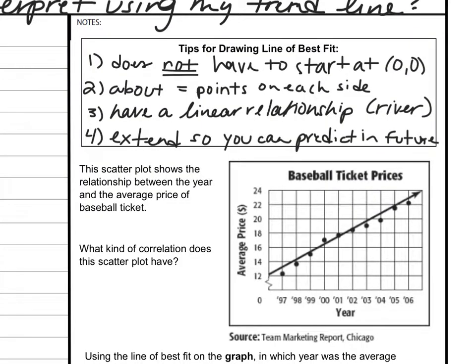This scatter plot shows the relationship between the year and the average price of a baseball ticket. Just look at the graph right now. Think to yourself, what kind of correlation does that have? Yesterday we talked about positive correlation, negative correlation, or no correlation. Guys, what is it? Strong, positive. I agree, it's both, right? Strong means that the points are close to the line. If you look at this, they're really close. So yeah, I agree. Strong, positive correlation, because it's going up, up, positive all the way up the mountain.